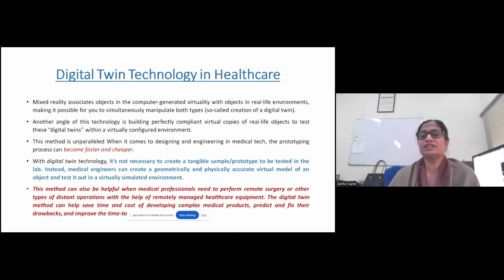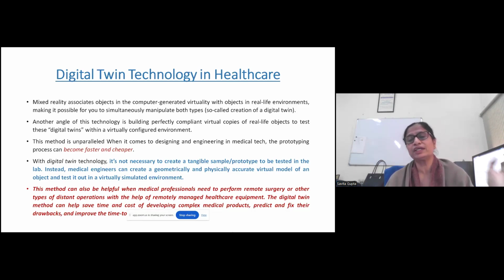So medical engineers can create a geometrically or physically accurate virtual model of an object or a person, which can be tested in a virtually simulated environment. With the digital twin method, it is possible to simultaneously manipulate both the virtual object and the real-time object. That's why it is called the digital twin.